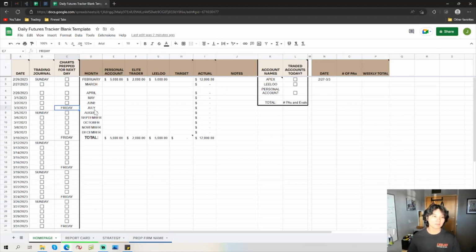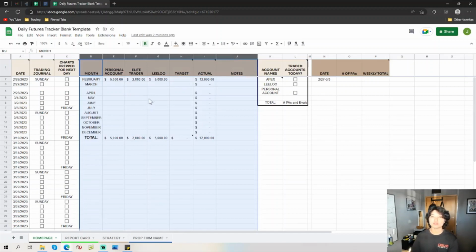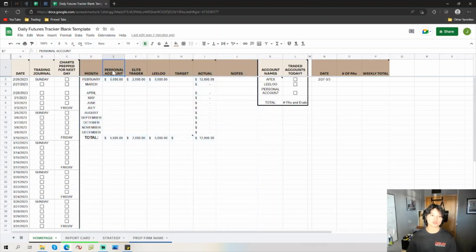And then column D through J, this is going to be your monthly performance for your entire portfolio. So, for example, let's say my examples here are your personal account, Elite Trader Funding, and then Lilu as your other two prop firms, right? So for your personal account, you made 5 grand on the month. Elite Trader 2 grand, Lilu 5 grand, right? So this is going to automatically be totaled up over here. So for that whole month, you made a total of $12,000. So it's a very lucrative month for you, right?